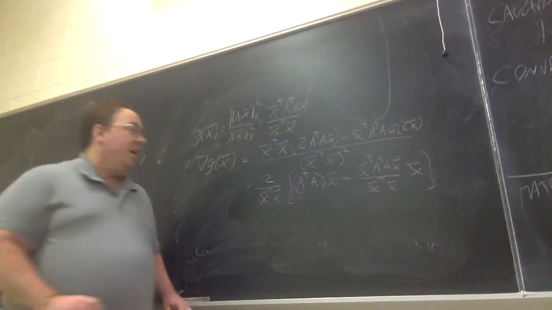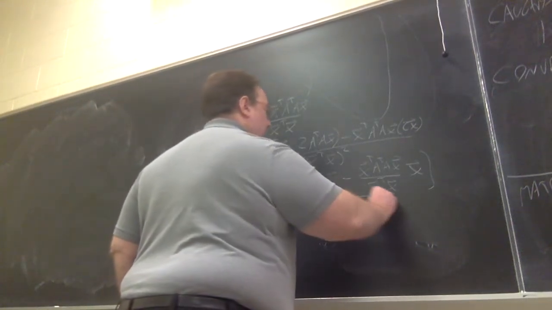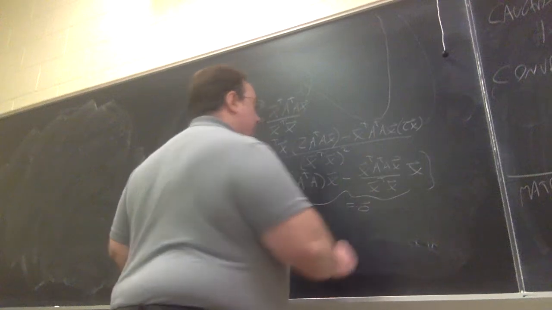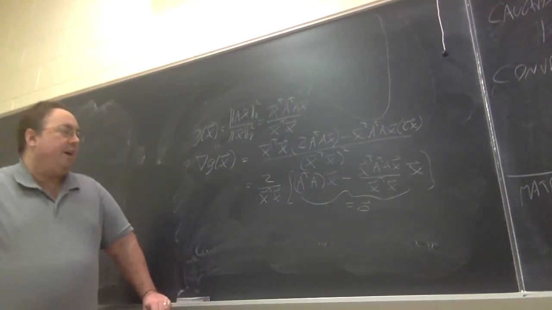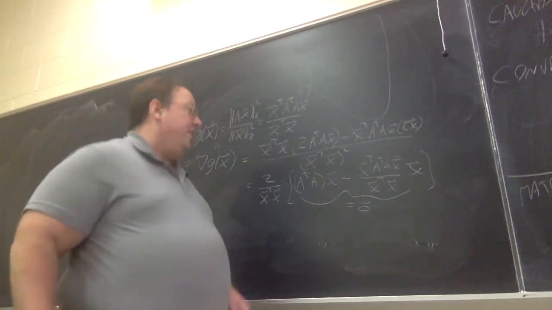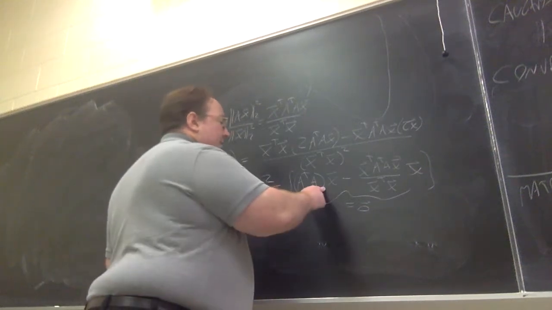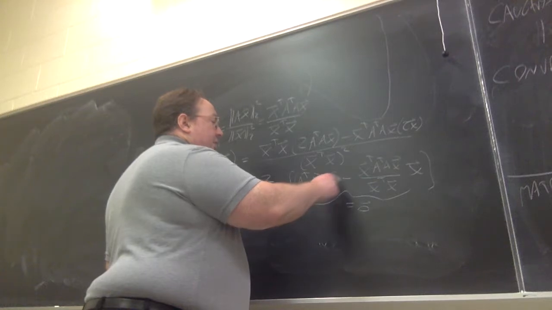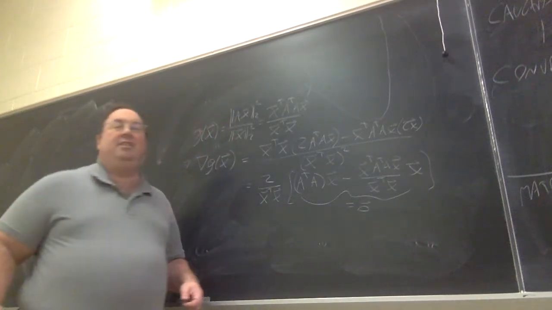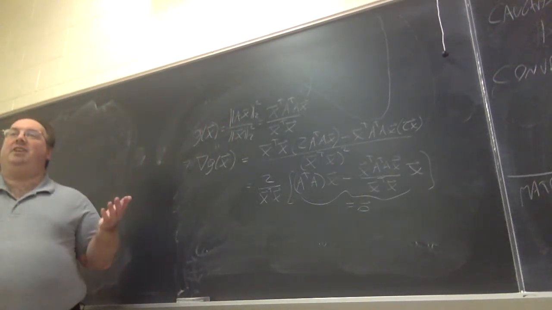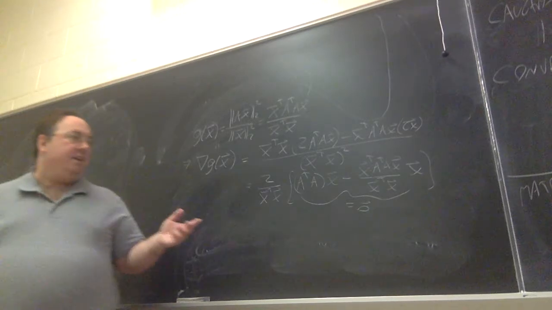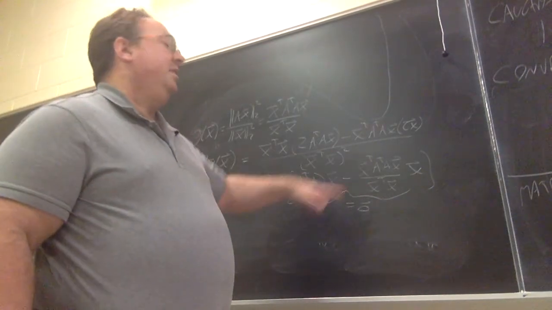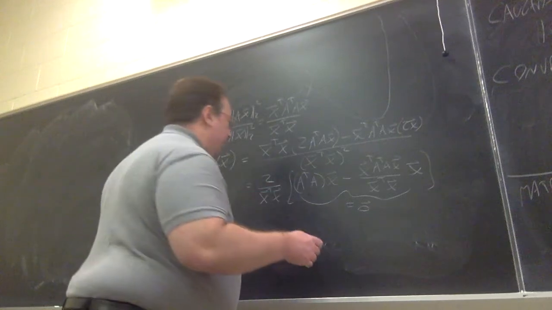And I want this to be equal to the 0 vector for a local max or local min. So it turns out that if I want A transpose A x to be equal to a multiple of x, that means that x is an eigenvector of A transpose A, and this quantity is the eigenvalue. So this is an eigenvalue problem.